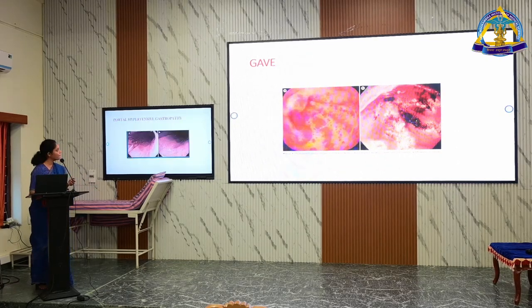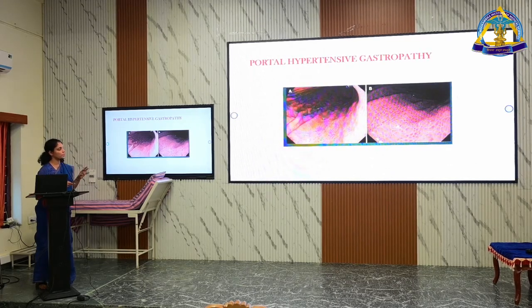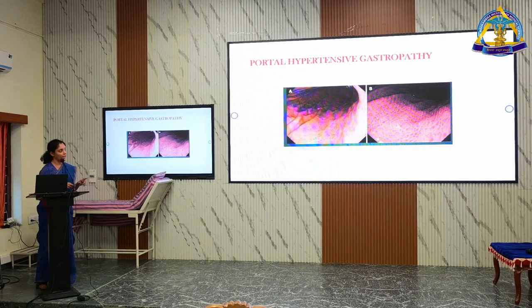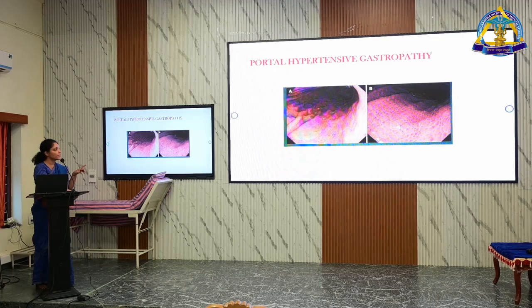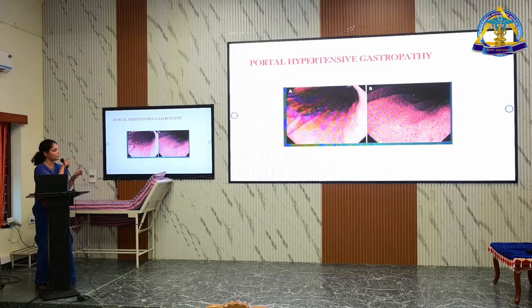Then another entity which we come across is portal hypertensive gastropathy, which is seen very commonly in cirrhotic patients during endoscopy. There can be two stages to portal hypertensive gastropathy. Basically, it is described as a snakeskin appearance. You can see the polygonal appearance of the mucosa, which looks a bit edematous. In mild portal hypertensive gastropathy, you won't see many reddish spots. Most of the polygons won't have reddish spots in mild PHG.